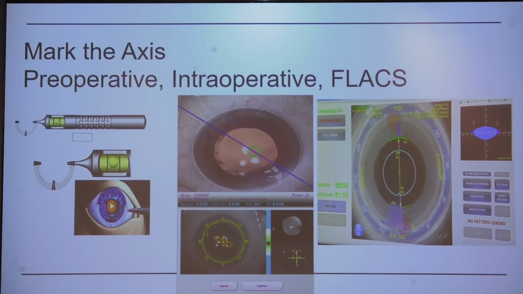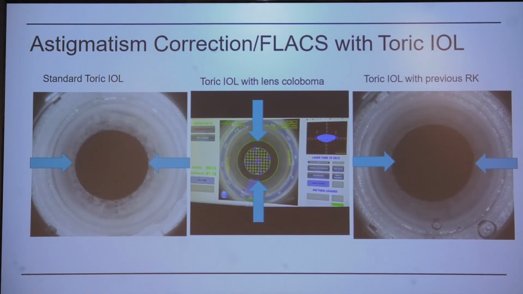You need to make sure you mark the axis, and there's a whole variety of ways you can mark the axis. Manual marking, you can use digital marking, you can use intraoperative aberrometry, which I have found to be a bit less useful, and femtosecond laser. I have a LENSAR laser, and with the LENSAR laser, I really like it because you can get these nice little custom capsulotomies with little notches or nubs in the capsule.